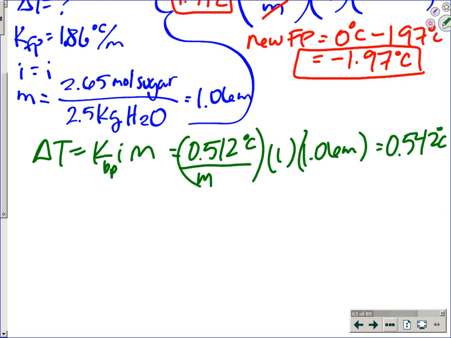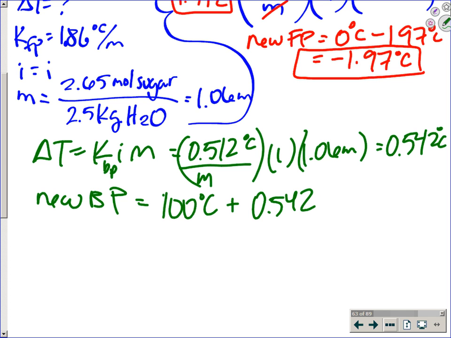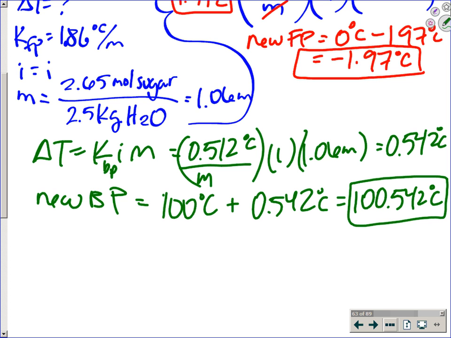All right, Aiden's table. New boiling point. 100.542. Good. The new boiling point is going to be the original, which was what? 100. Good, because we are dealing with water, so the original boiling point of water is 100 plus the boiling point elevation of 0.542, and that should be 100.542. I know it wasn't very much, but it did raise the boiling point, okay? You got to know the directions. It's freezing point depression, boiling point elevation.